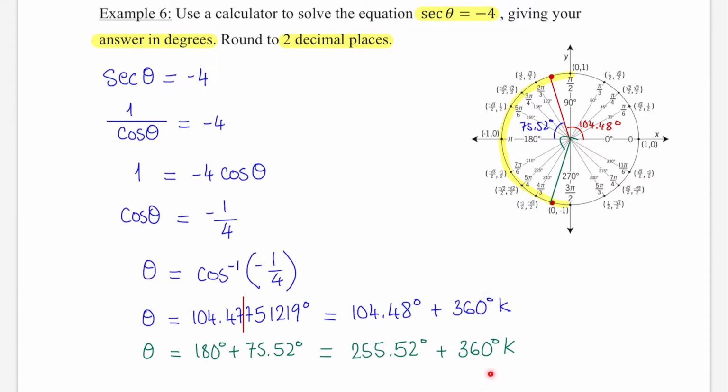Now, you might wonder, why didn't I use 2 pi k? Why did I use 360k? Well, this is in degrees, so I have to use the measurement for degrees. One whole cycle is 360 degrees. If it's in radians, I will use 2 pi k. If it's in degrees, I will use 360 degrees k. And make sure that k is an integer.